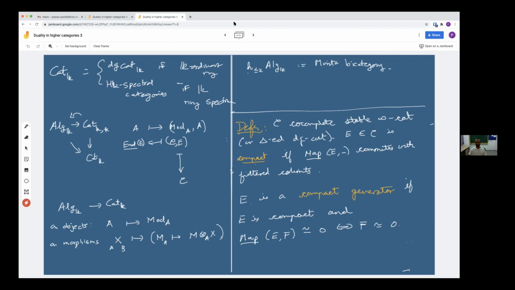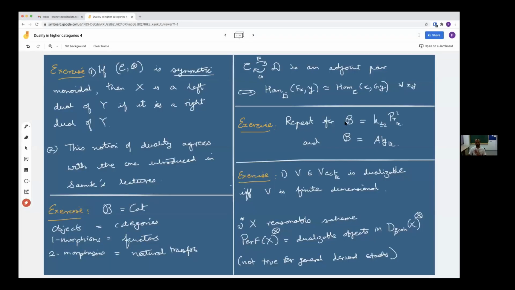So again, let me stop sharing the screen and share today's lecture slides again. Okay. So that was because I started using this notation without explanation. So now I can explain this notation.